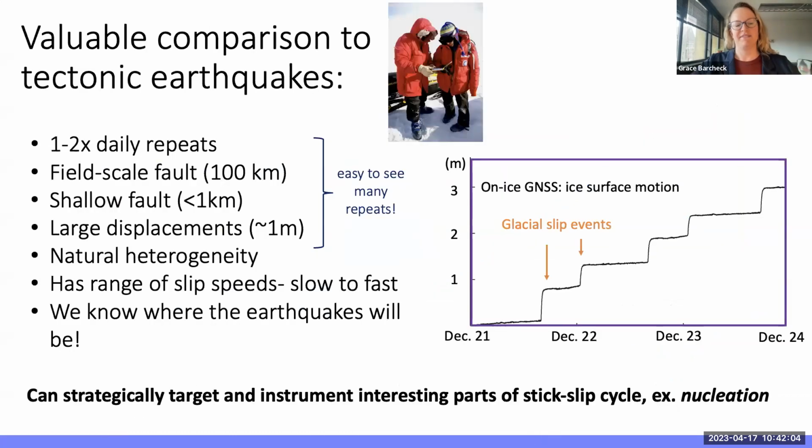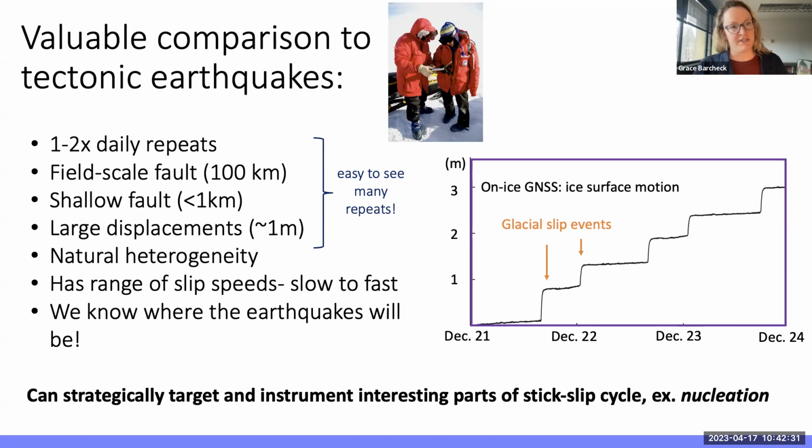Okay, so I'm in this seminar about earthquake physics. So why are we talking about this glacier in a seminar about earthquake physics? I think these glacial slip events are actually a pretty interesting comparison to tectonic earthquakes for a bunch of reasons. They happen pretty much every day, sometimes twice a day. So we can gather a whole bunch of observations in just a matter of weeks.